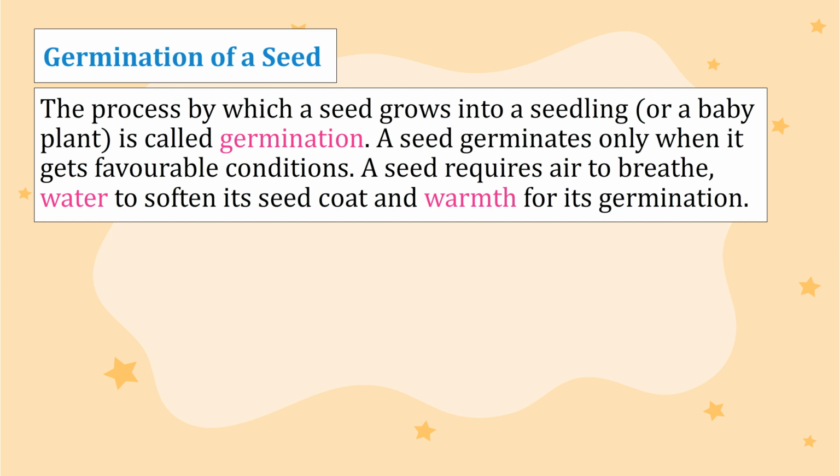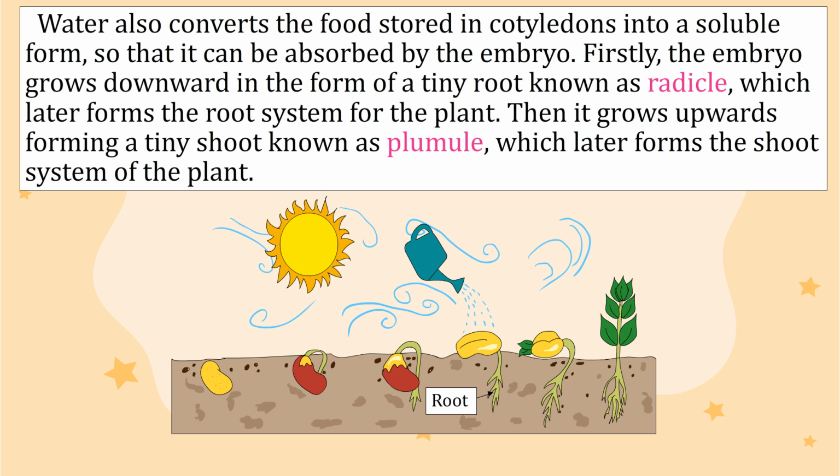Germination of a seed. The process by which a seed grows into a seedling or a baby plant is called germination. A seed germinates only when it gets favorable conditions. A seed requires air to breathe, water to soften its seed coat and warmth for its germination. Water also converts the food stored in cotyledons into a soluble form so that it can be absorbed by the embryo.